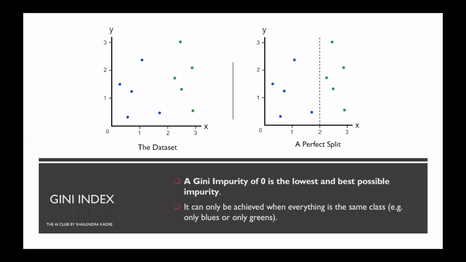The same plot has been shown here, and a Gini impurity of 0 is the lowest and best possible impurity. It can only be achieved when everything is the same class. So on the right, if you can see, the Gini index is going to be the lowest, that is 0, and the information gain is going to be the highest, that is 1.